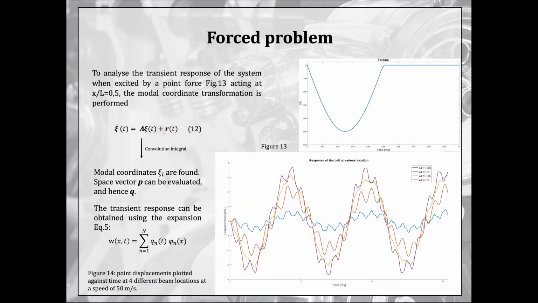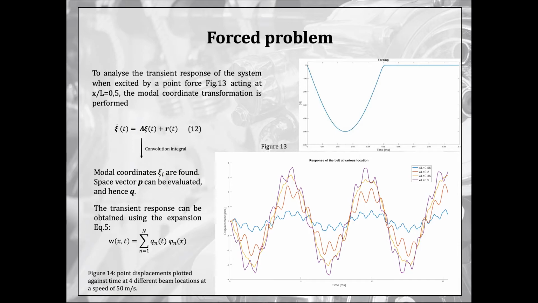To find the transient response, we decouple the equation of motion with the modal coordinate transformation. The point force has an amplitude of 250 newtons, as mentioned before, and we have a period of 0.05 seconds. And it acts in the center of the beam in our initial studies. The period is chosen to ensure that the effects of the higher modes are still visible in the results. The modal coordinates of the space vector are evaluated and the transient response is obtained.